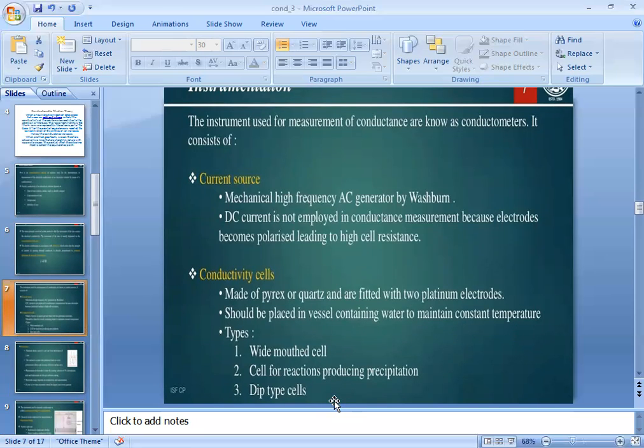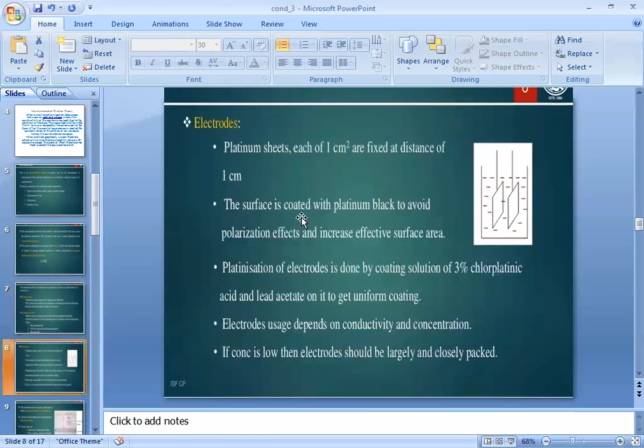तो यहाँ पर हमारे पास 3 types हैं: wide mouth cell, cell for reactions producing precipitation, and dip type of cells. Now electrodes जो बनते हैं, that is platinum sheets, each one having 1 centimeter square, and they are fixed at a distance of 1 centimeter. और जो surface है that is coated with platinum black to avoid polarization effect and increase the effective surface area.